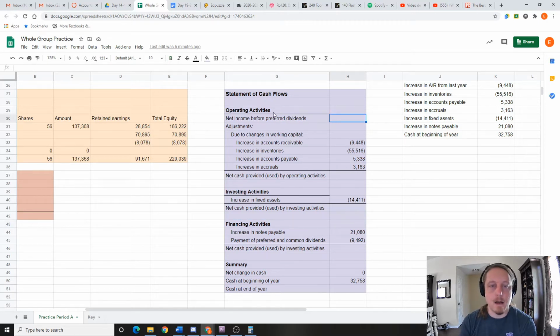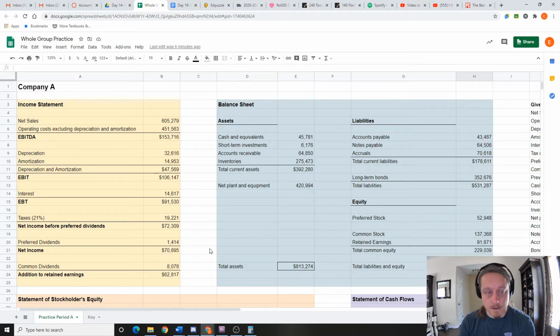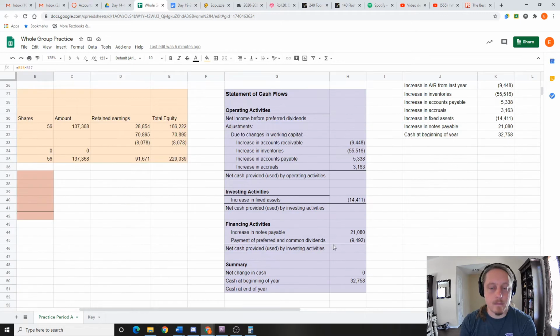So net income before preferred dividends. That's the first thing we want to see under operating activities. If you have already done your income statement, which is why it's first, then you can go over here and find that net income before preferred dividends right there, $72,309. So we're good. What we're going to do is go back over here and put that here. So I'm going to put 72, actually, I'm going to put a comma, $309. That was net income before preferred dividends.